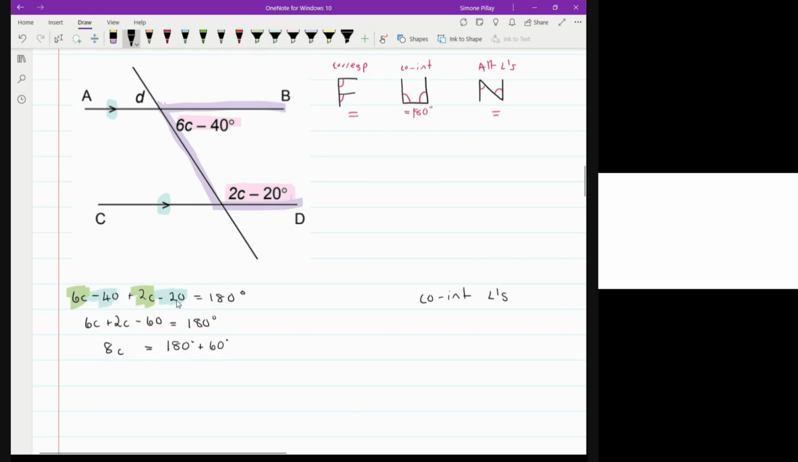Okay, plus 60 degrees. And so that's going to be equal to... Don't stress, take your time. So 8C is equal to 240 degrees. Then we divide both sides by 8, and therefore C is equal to 30 degrees. Thank you very much.